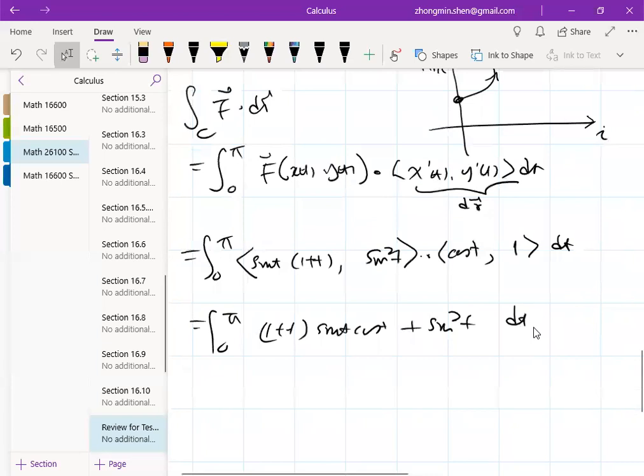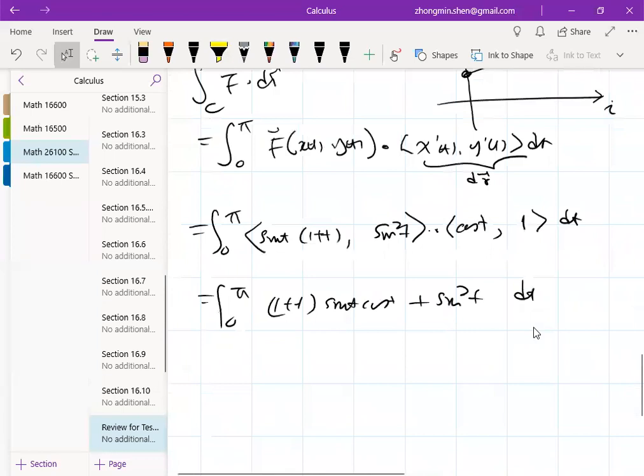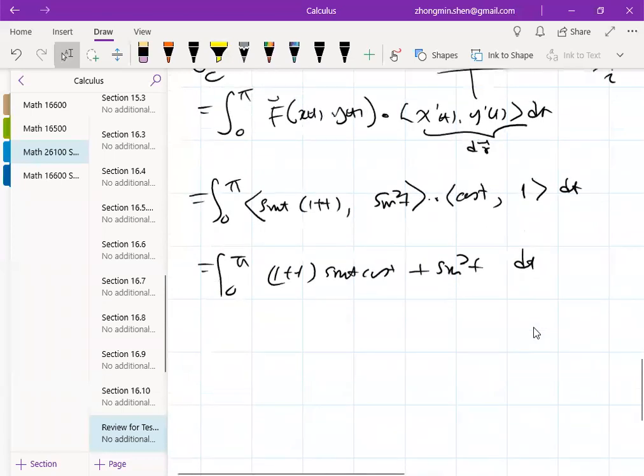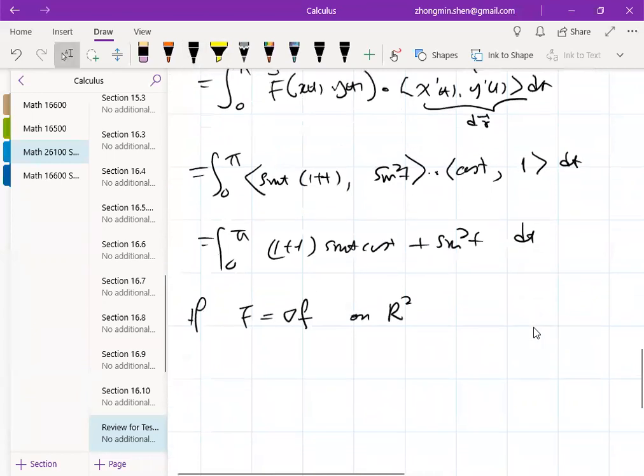Okay, this is from calculus 165. You have to use integration by parts, and you have to use the formula sine squared t equals (1 minus cosine 2t) divided by 2, right? So that works. Now, is there any other method we can use? Well, if F is conservative on R2, so that's two-dimensional, then what happens?